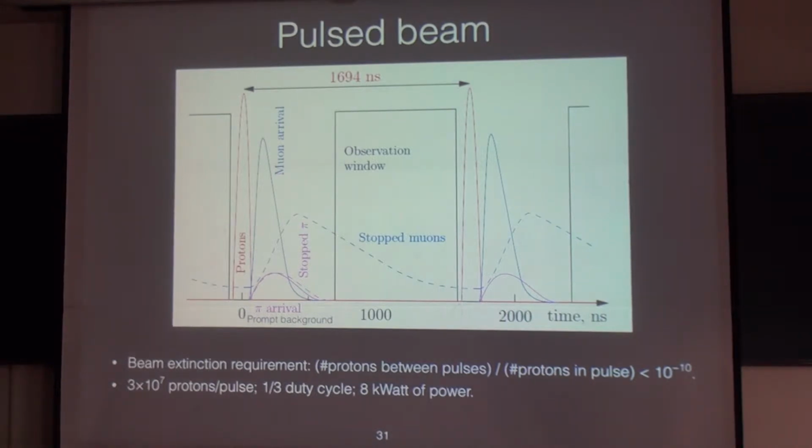One of the important parts of the experiment is to make sure of the so-called beam extinction, where the number of protons between the pulses is less than, say, a 10 billionth part of the protons in the pulse.